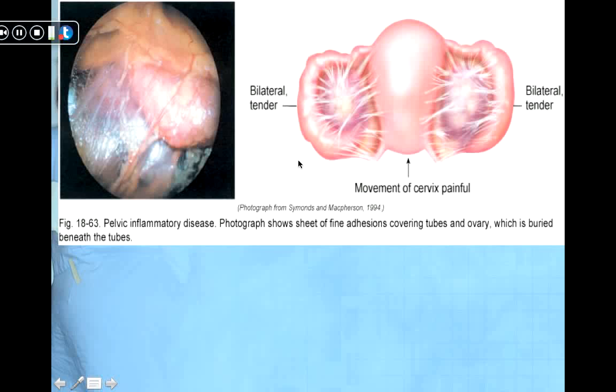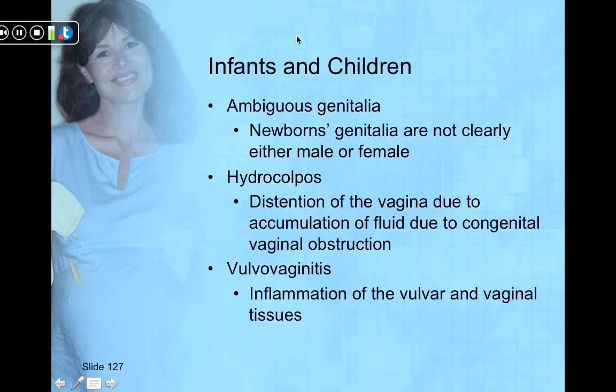Salpingitis is the inflammation or infection of the fallopian tubes and is often associated with PID. And this is PID, and these are adhesions, which are scarring and just inflammation. That's got to be horribly painful.